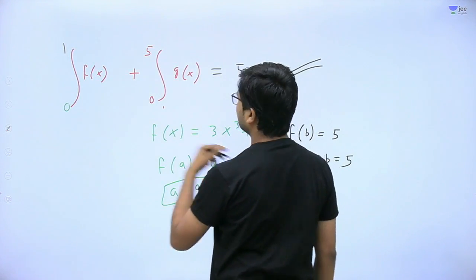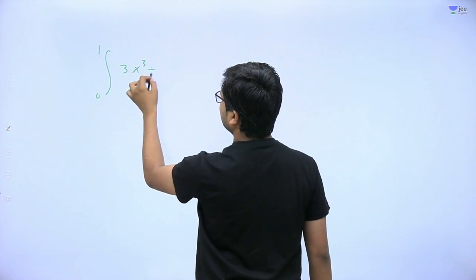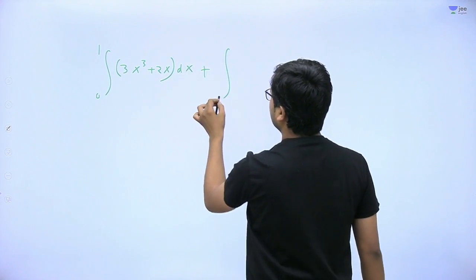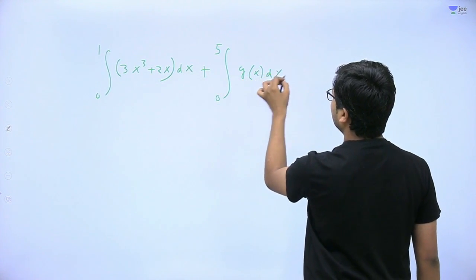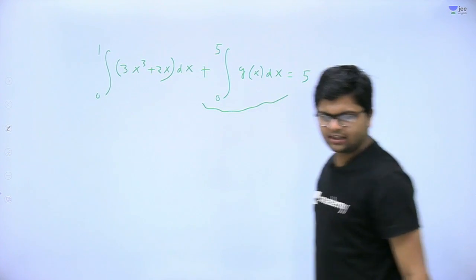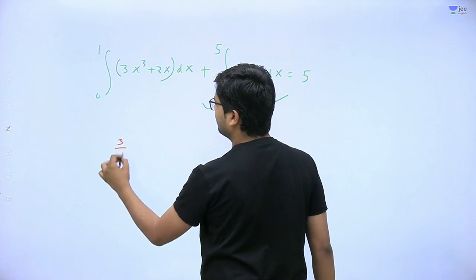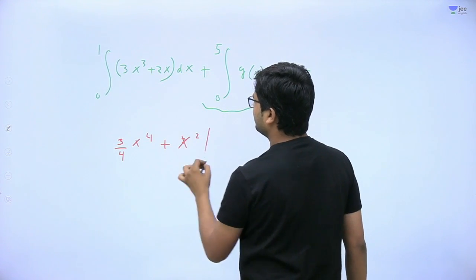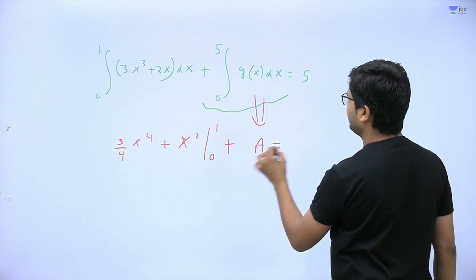f of x is given to me as 3x cube plus 2x. So 0 to 1 of 3x cube plus 2x dx, this is the integral that we need to solve, plus the integral 0 to 5 of g of x dx, which is equal to 5. This we need to find out. So that is very easy. Now solve that integral to get the answer. If you solve that integral, it will come out to be 3 by 4 x to the power 4 plus x square. Put the limit 0 to 1 and let this value be some a. We need to find out the a.